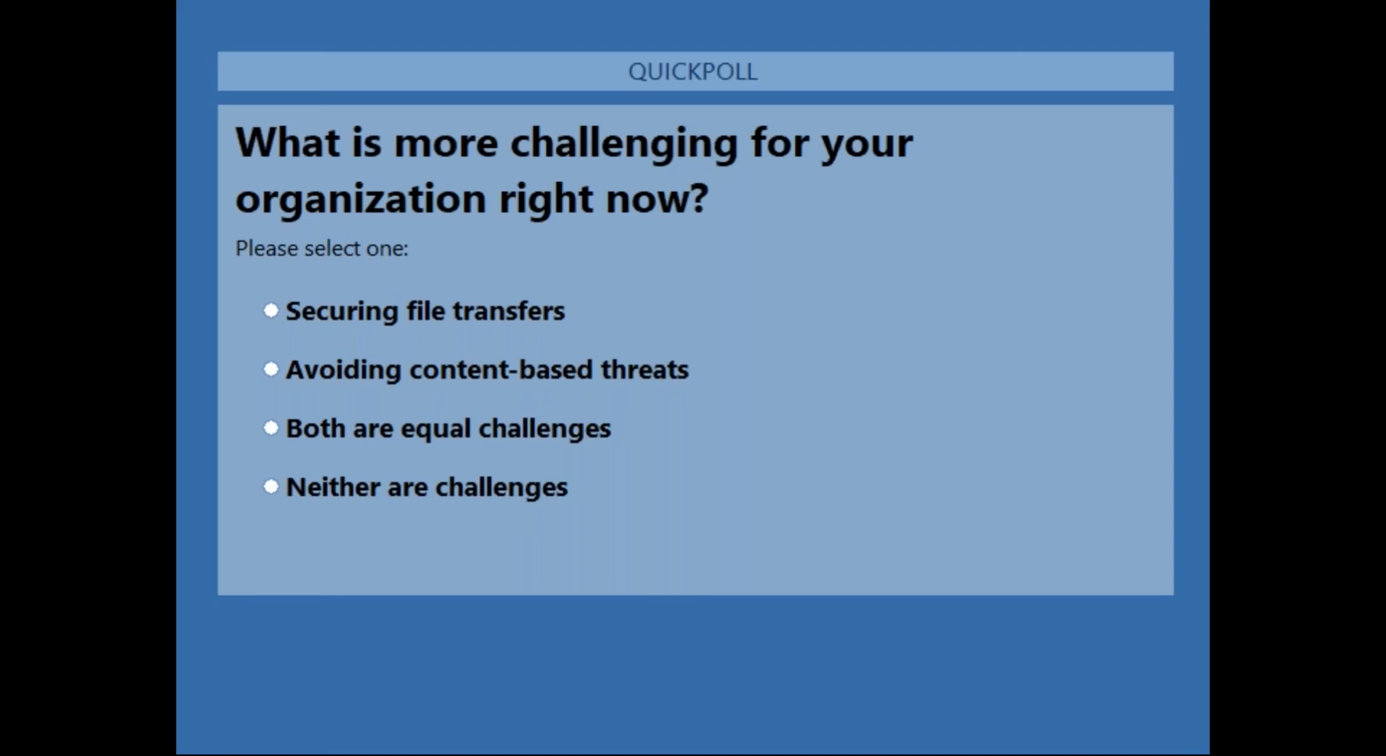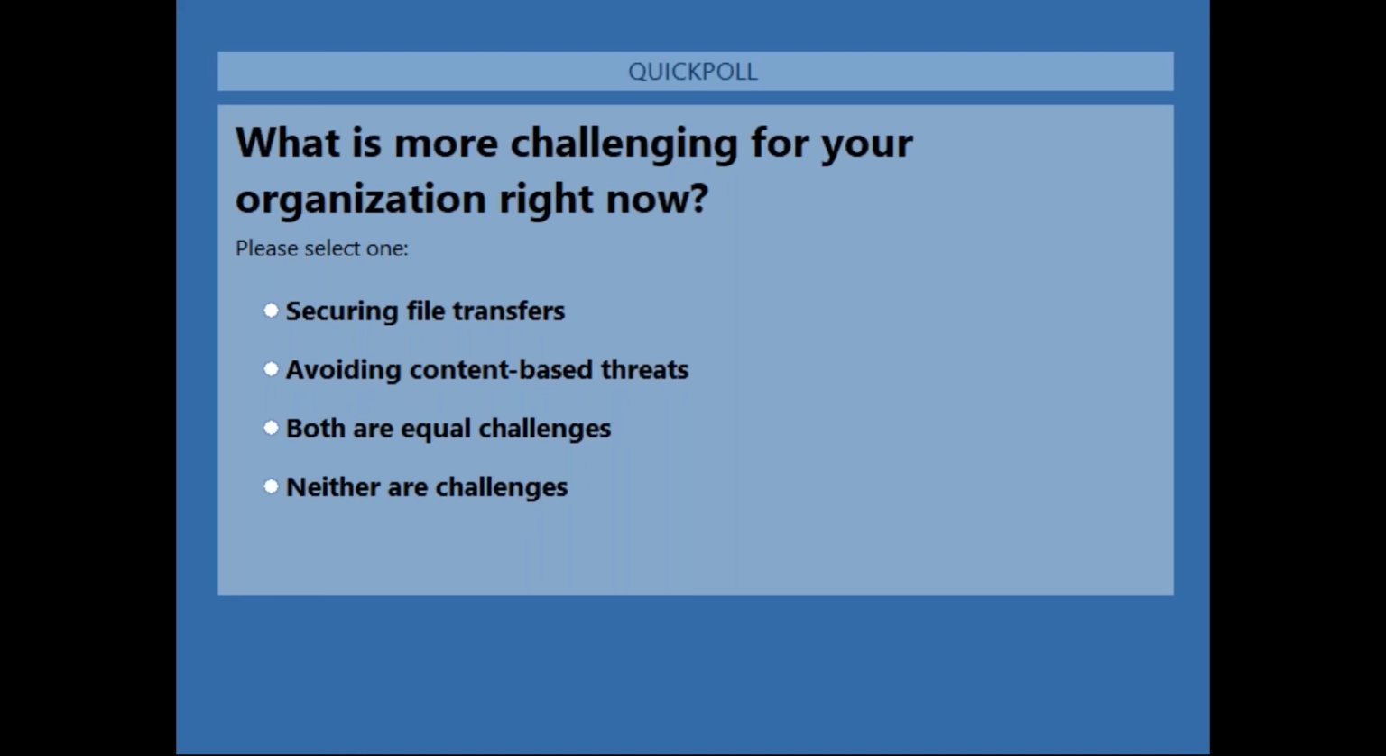Okay, good. I'm seeing some results here. Seems to be all across the board. About half are concerned with, 40% concerned with file transfers. Content-based threats are right around 20%, and then we have a category of equal challenges, and that's about 40% too. So kind of what I would have expected. So that's great. So what are the next steps we can take here?